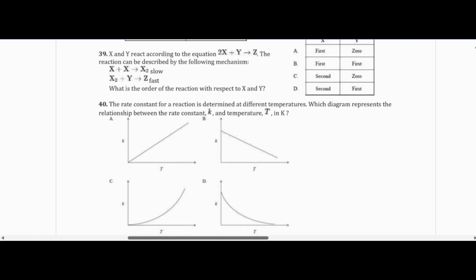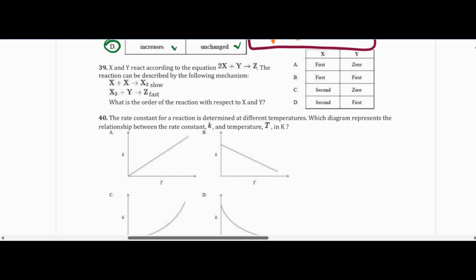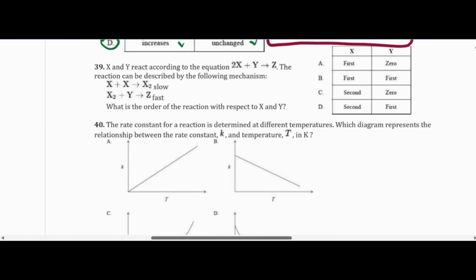39. X and Y react according to that equation. The reaction can be described by the following mechanism. What is the order of the reaction with respect to X and Y?